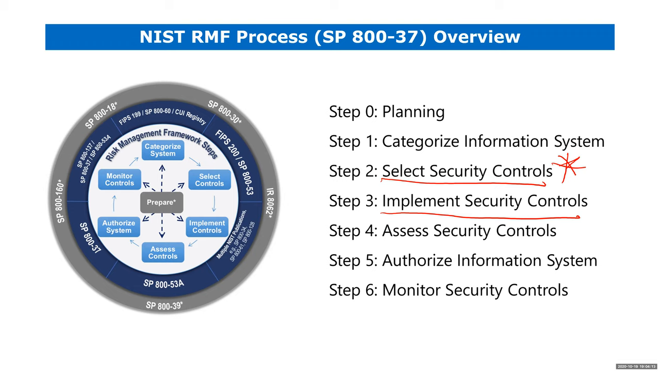Everybody will keep hearing of NIST 800-53. That is where all those controls are listed. In this class, we are using Rev 4, but just last month, Rev 5 came out. I am still yet to even extract Rev 5.